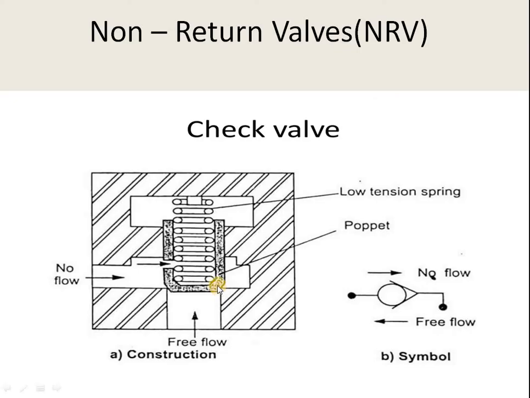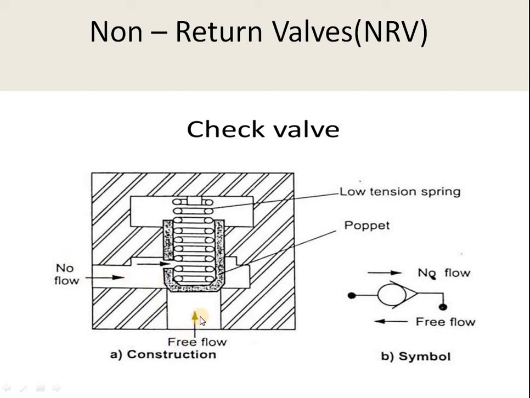Similarly, you can study some non-return valves. You have studied these in hydraulic systems while studying hydraulic valves. The check valve is a basic valve used in pneumatic or hydraulic systems. These valves are called non-return valves. They allow the fluid to flow in only one direction. The first one is the check valve, shown as a symbolic or sketch-wise explanation. It has a low tension spring, with a no-flow direction and a free-flow direction.